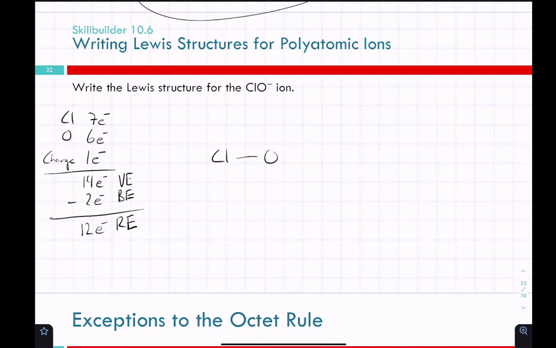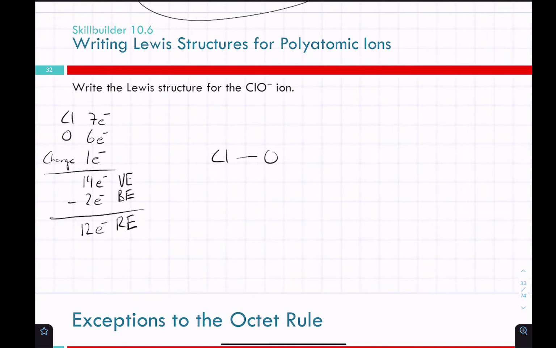Are the BEs always 2? No. The BE is always 2 times however many bonds you place in the skeletal structure. So we'll see some more examples of that. But also here, want to note that the RE is remaining electrons. So that's how many electrons you have left after taking out the bonding electrons from the valence electrons.